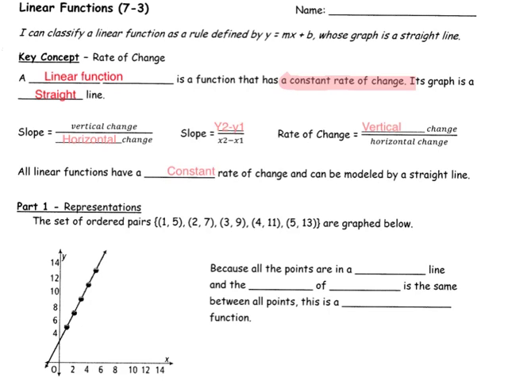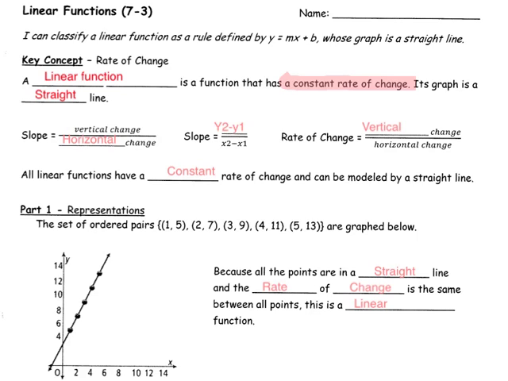Now let's examine this part 1 about representations. The set of ordered pairs given are all graphed right here. Because all the points are in a straight line and the rate of change is the same between all points, they all go up and over the same amount. This is a linear function.